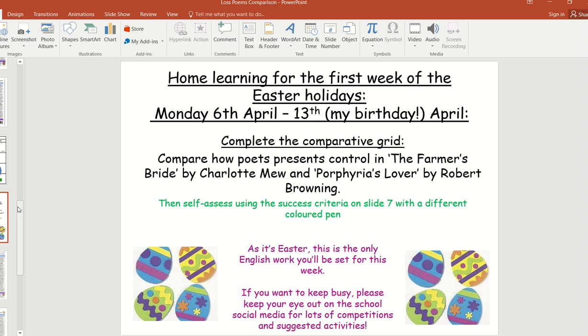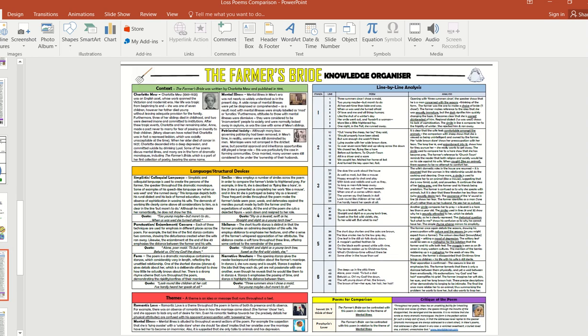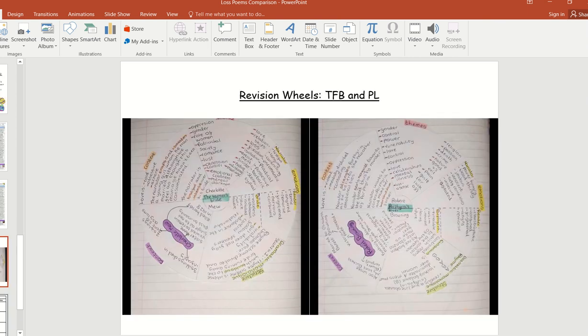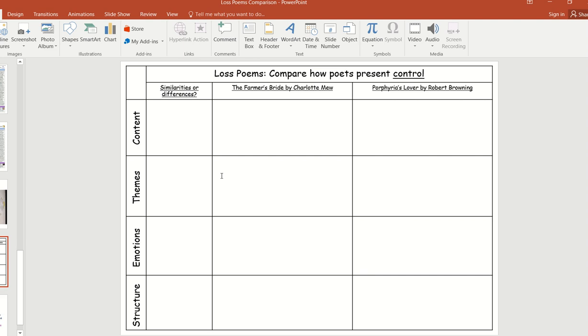And then to help you with this grid, we've got the Knowledge Organiser for The Farmer's Bride, the Knowledge Organiser for Porphyria's Lover. We've got our revision wheels, which I've stolen from Faye. We've got our templates, and you've got everything in your exercise book and your anthologies.